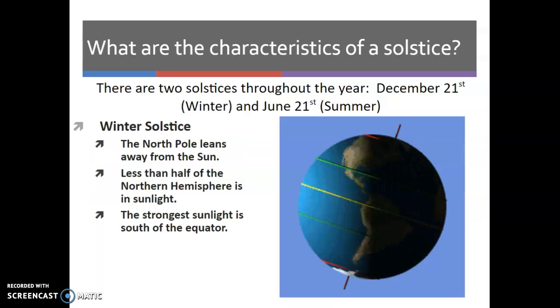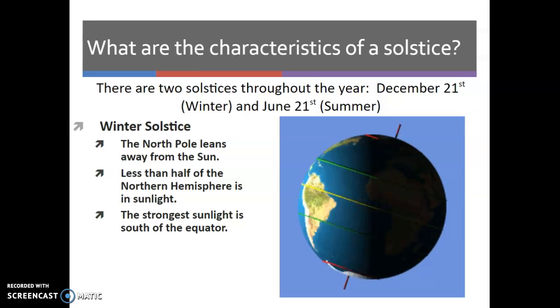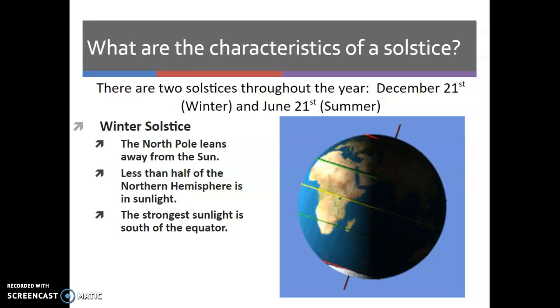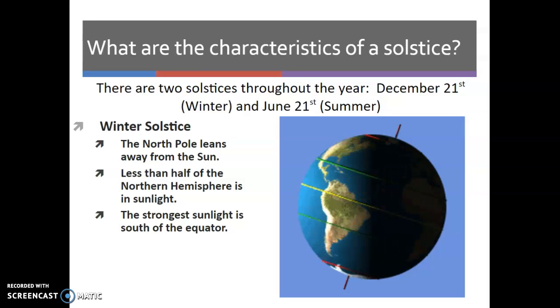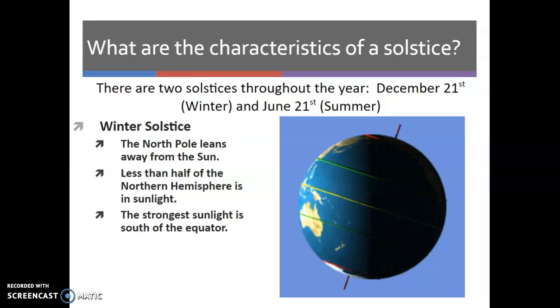The other solstice would be December 21st, the winter solstice, and that is when the Earth is tilted the other direction. Well, it's not because it changes its tilt, it's just that we're on the other side of the sun, so we're in a different part of our revolution. The North Pole is now leaning away from the sun, so it gets essentially no sunlight. Less than half of the northern hemisphere is in sunlight. The strongest sunlight is south of the equator.